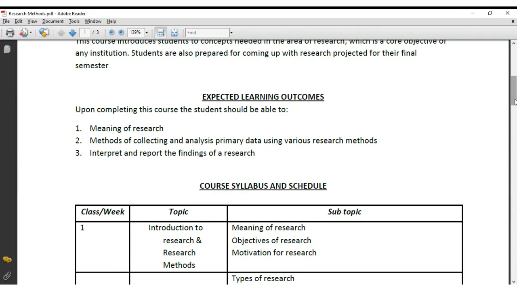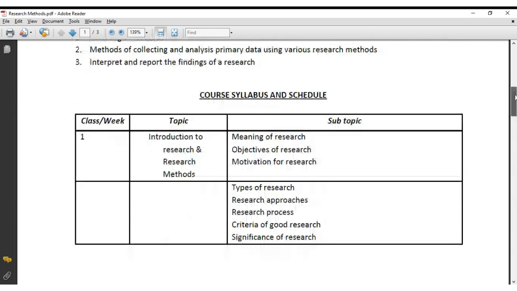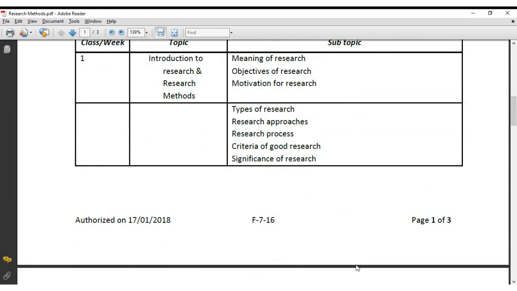But basically, the unit itself is theoretical in nature. You're going to study concepts, methods, terminologies, and also procedures. So this is the course outline.